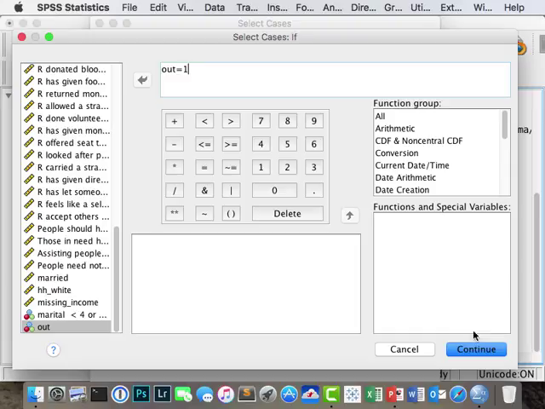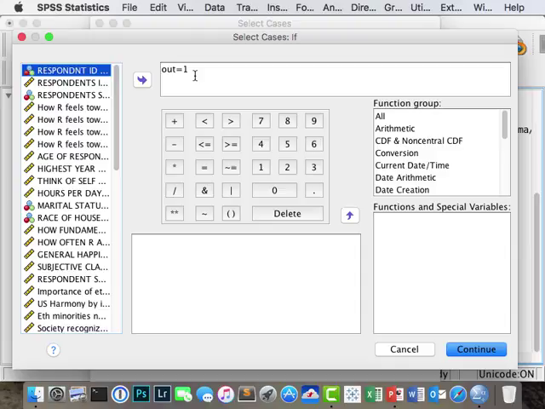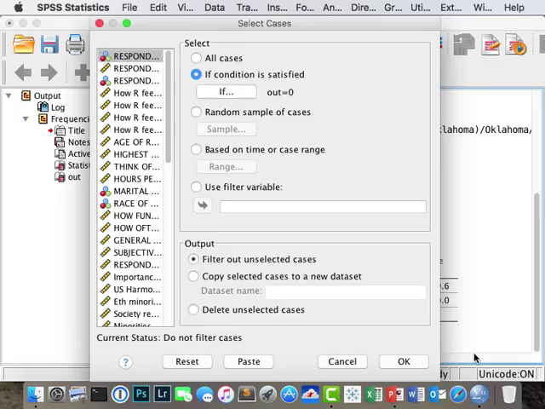We want, and so I'm going to say continue. Actually, it's the other way. If this is equal to zero. Is that what you said, Chris? Yeah. So if this is equal to zero, because this is who you're selecting to be in the analysis, not who you're selecting to be out of the analysis. And so in this case, out is going to be equal to zero. And I can say OK.